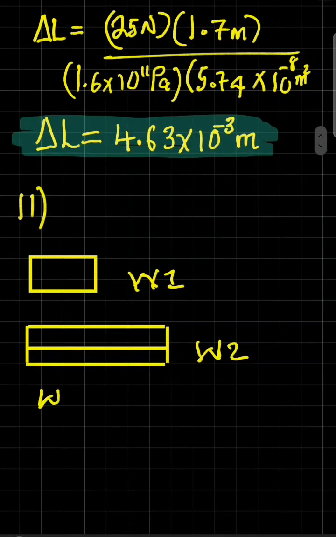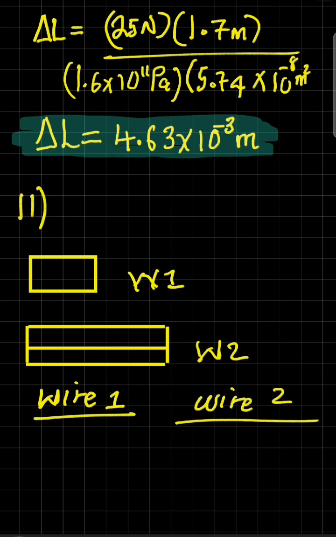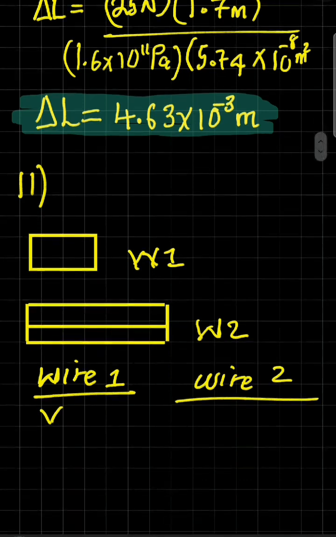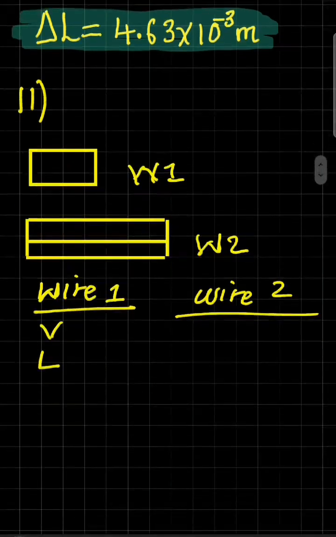Imagine it's right, wire 1 there, and let's write wire 2 there. So wire 1 has a volume V, a length L, a cross-sectional area A. Wire 2 has a volume V, which is the same as wire 1, but it has twice the length.